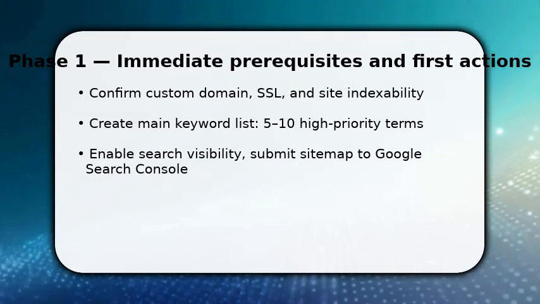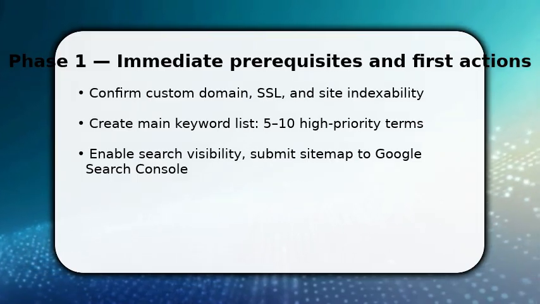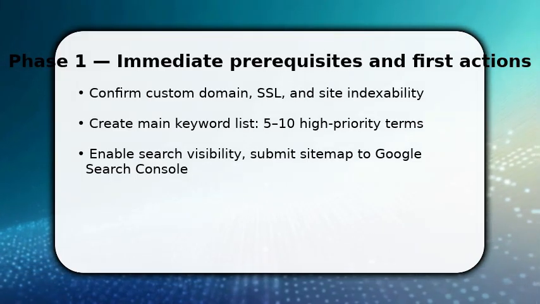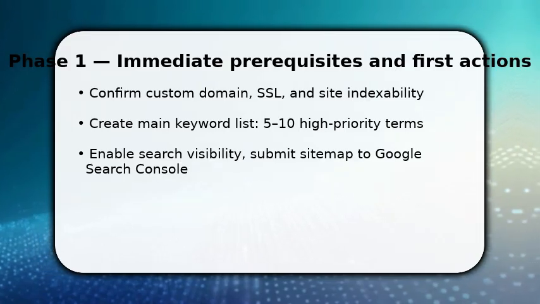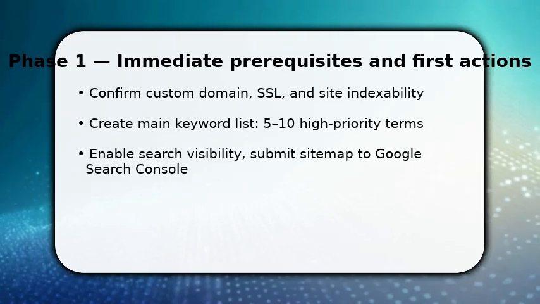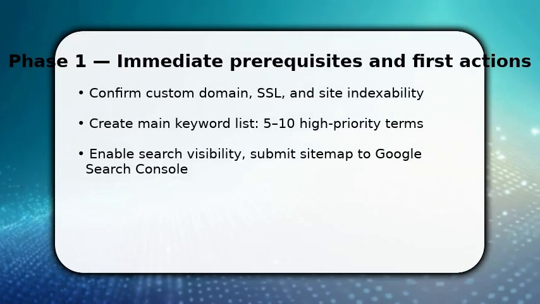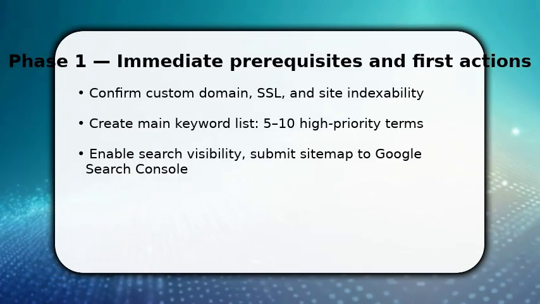You begin by locking down essentials, domain, SSL, and making sure your site is indexable, because search engines must see you. Once done, compile a focused keyword list of 5 to 10 primary terms that match your pages. Next, connect Squarespace to Google Search Console and submit the sitemap. This tells Google to crawl.